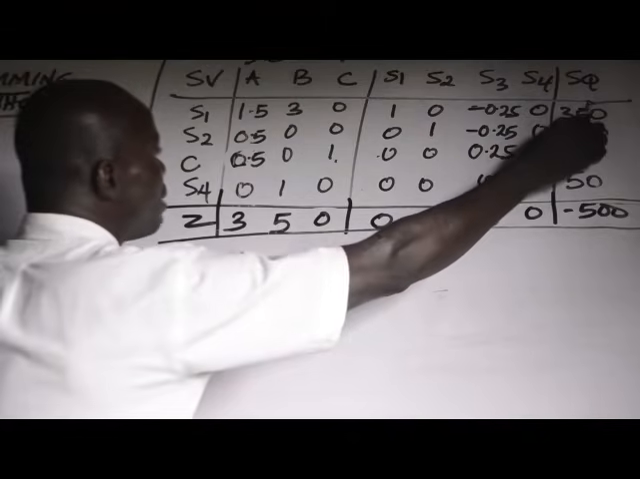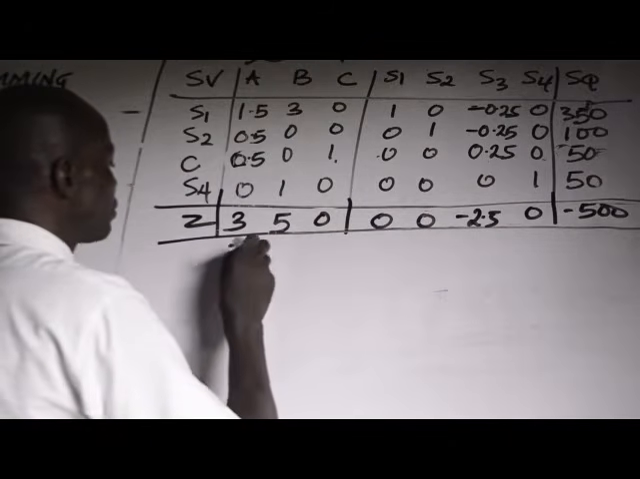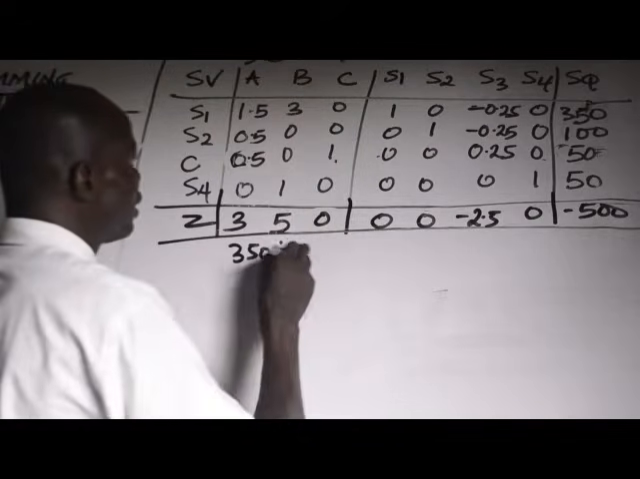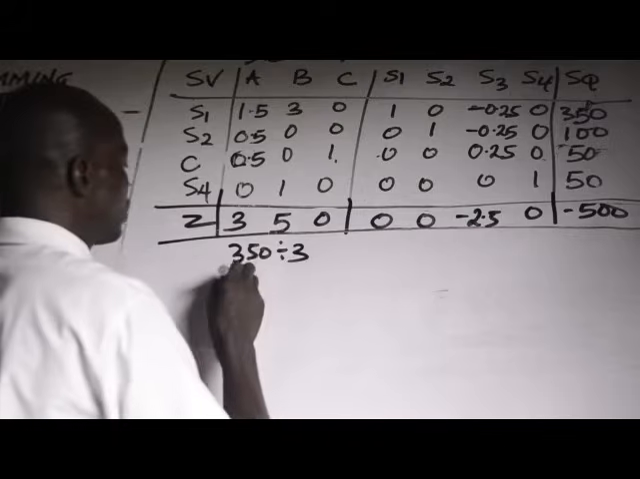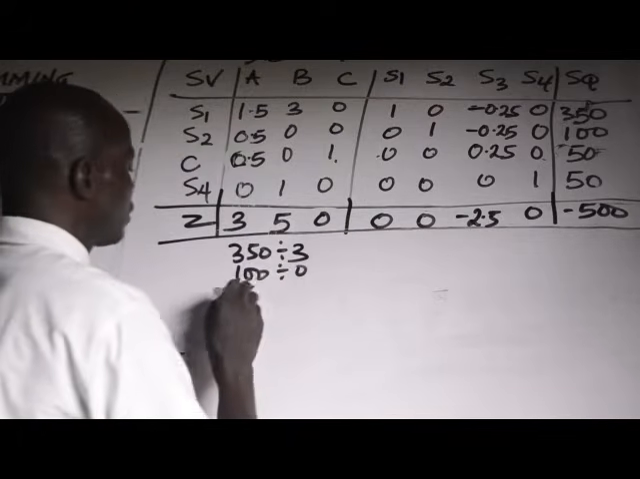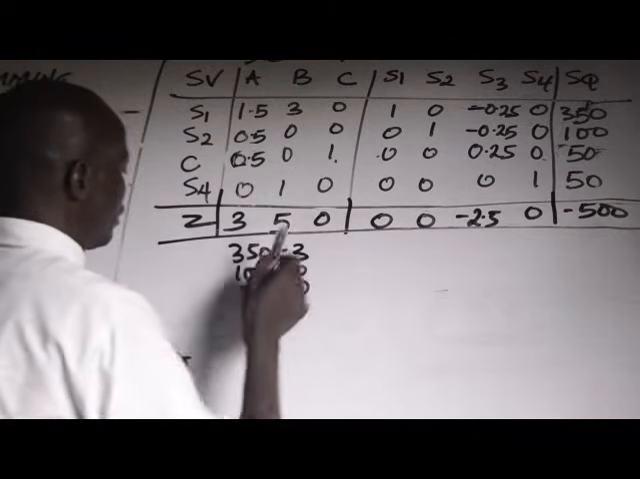We divide the element here by the element here. Therefore, we have 350 divided by 3, 100 divided by 0, 50 divided by 0, 50 divided by 1.